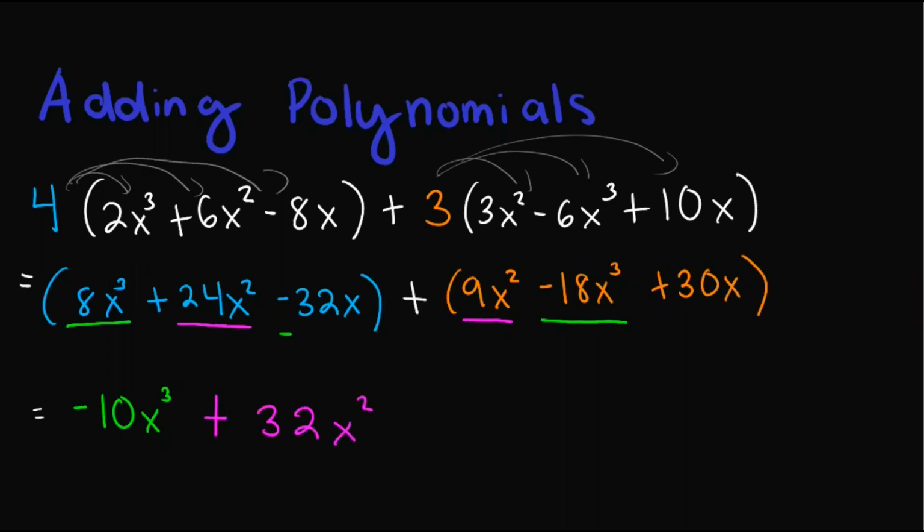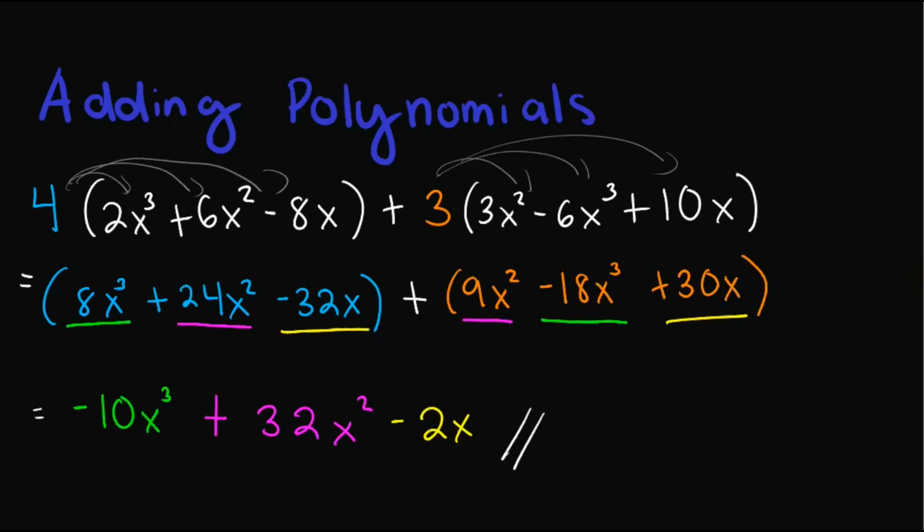Lastly, we have negative 32x. Let's use a different color. This one. Its like term is 30x. So adding those two out would give us negative 2x. And this one is our final answer.